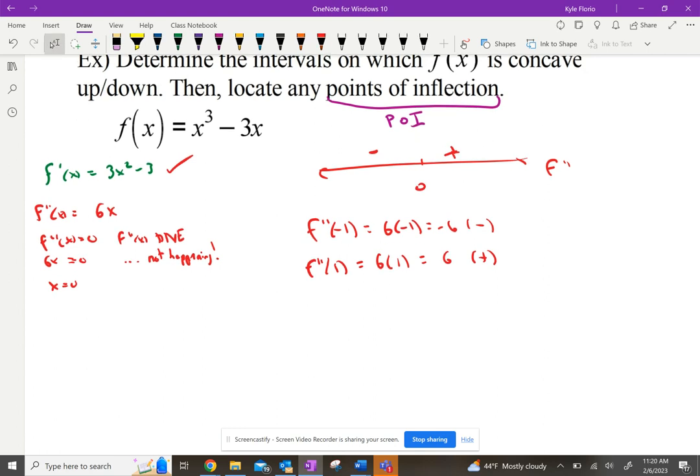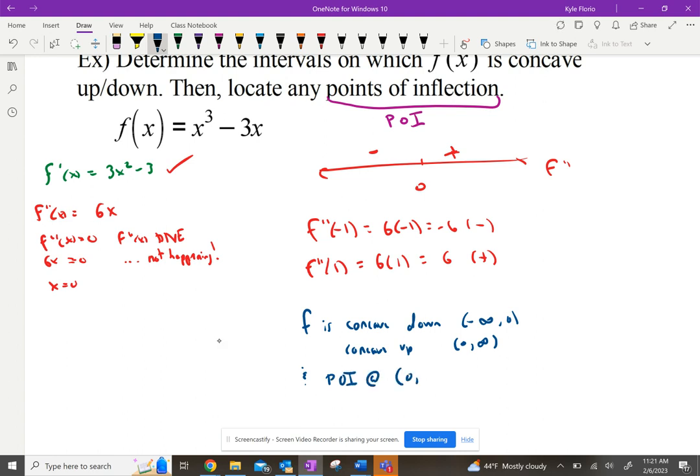So what this means now is that my function is concave down from negative infinity to 0. So let's talk about my original function here. From negative infinity to 0, it's concave down, and from 0 to infinity it's concave up, because the second derivative is positive. And we do have a sign change, so we have an inflection point. We have a point of inflection at 0, comma.